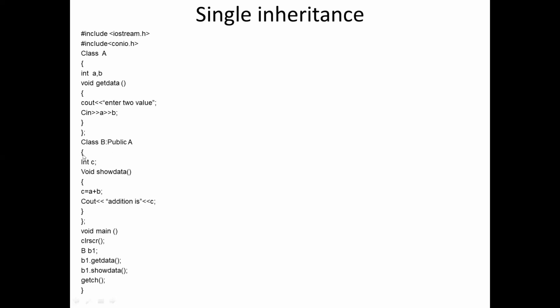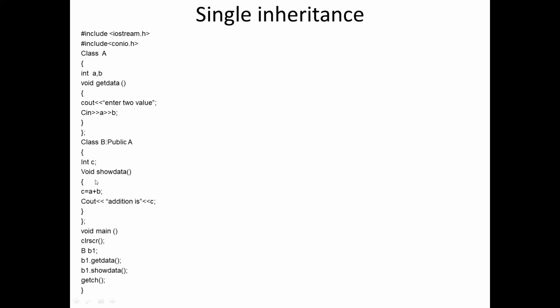Inside this class, again, we have opened the class. Again, you have to write public and colon here, because we are using the public mode of inheritance. We want the data to be accessible for all the derived classes, so we put public here. Inside this class B, we have created a variable called c that will be used in this equation.